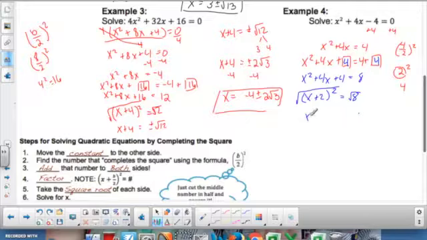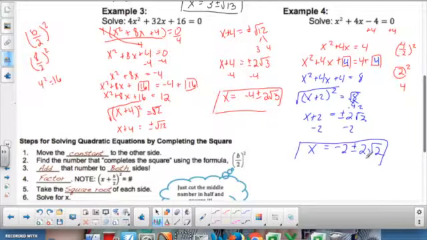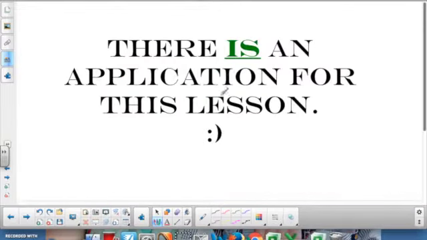Square root of this side gives me just x plus 2. The square root of this side gives me plus or minus. Simplify this and you get 4 and 2. And the square root of 4 is 2, so it simplifies to 2 root 2. And now I'm ready to subtract 2 from both sides. That is a lot of 2's in one answer. I get negative 2 plus or minus 2 root 2. And I'm finished.